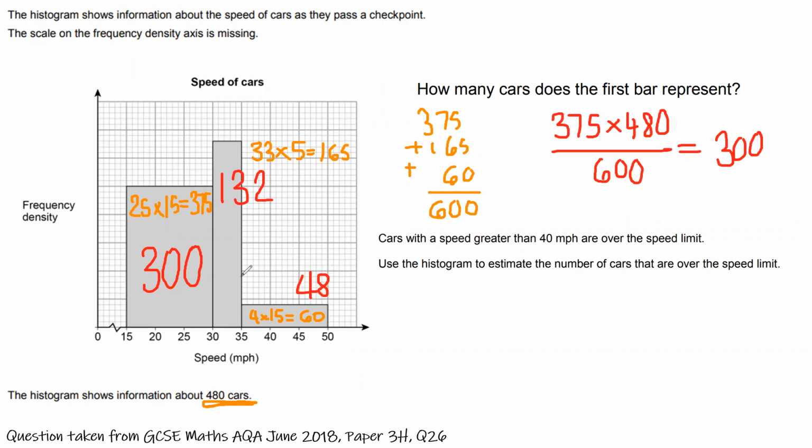This is an excellent way of checking that you're at least on the right lines and you've done the maths right. You can't guarantee you've got the right answer, but you can guarantee that the maths that you've done is correct. So that's a really good start. We know how many cars the first bar represents.